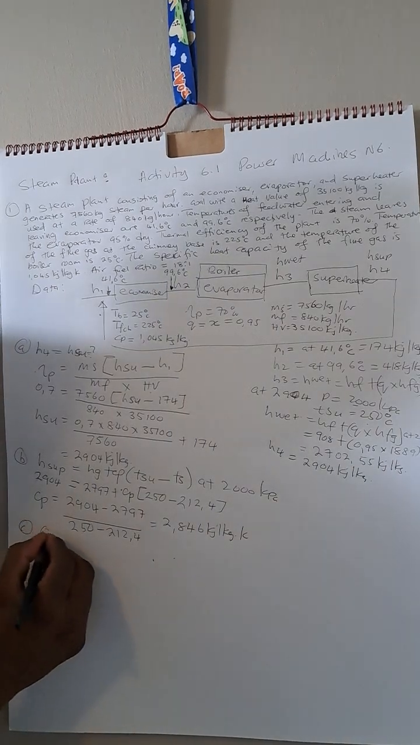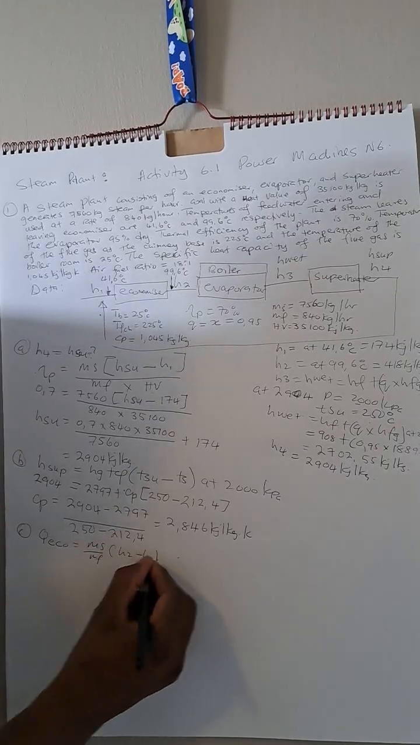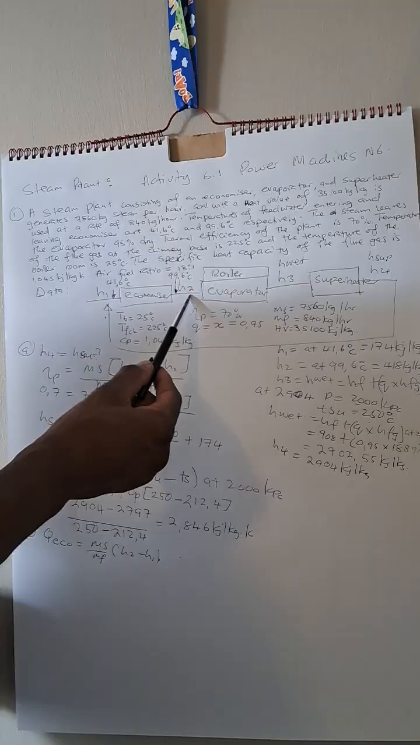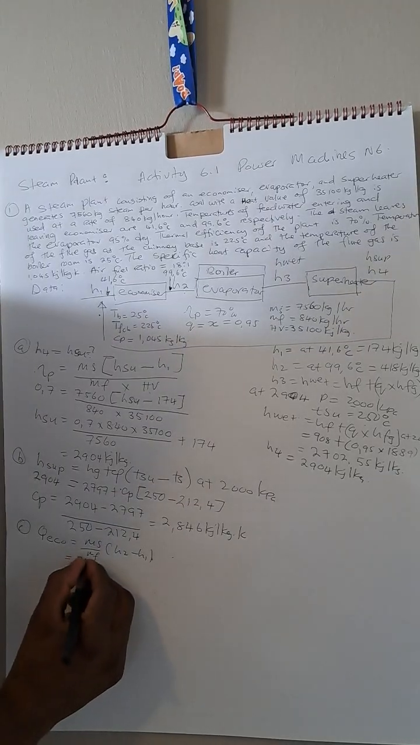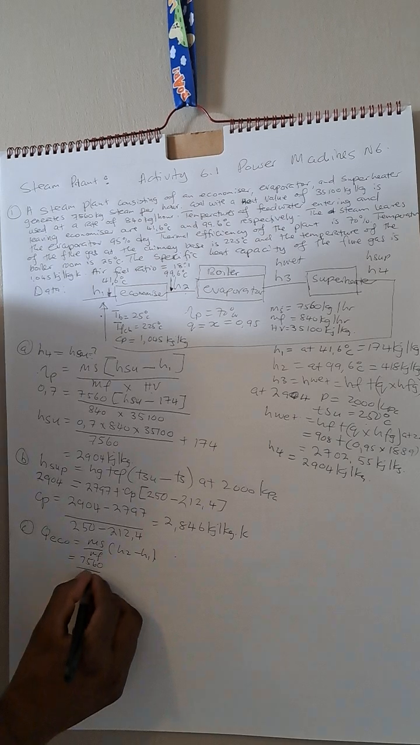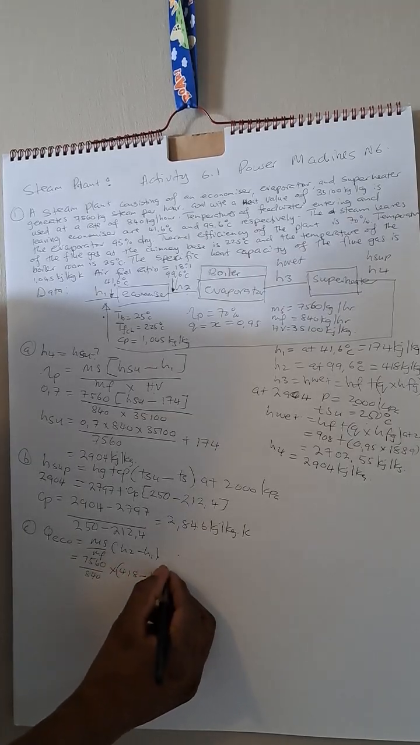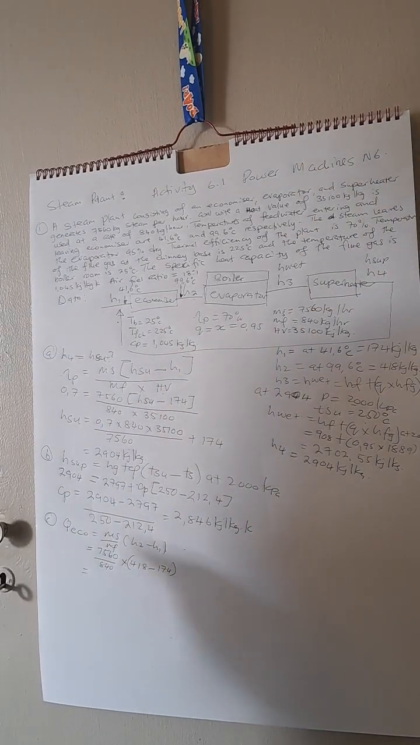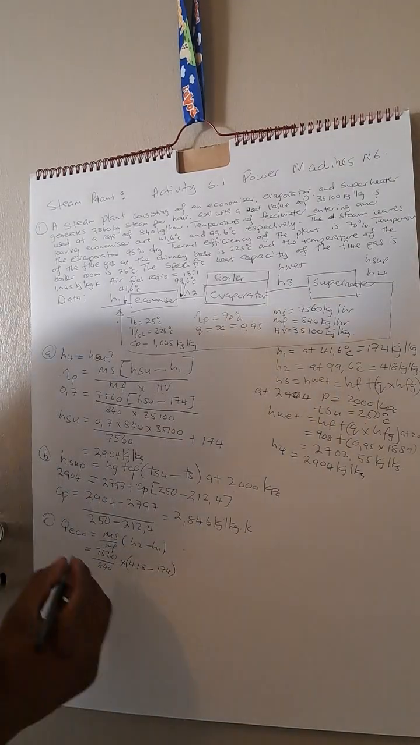So number C, we can say Q economizer equals Ms over Mf times (H2 minus H1). Remember, when you calculate the heat transfer in the economizer, it is the outlet of the economizer minus the inlet. The ratio of the mass was given as 7560 over 840. Our H2, we said, is 418 minus 174. So let's get the heat transfer in the economizer: 7560 divided by 840 times (418 minus 174).